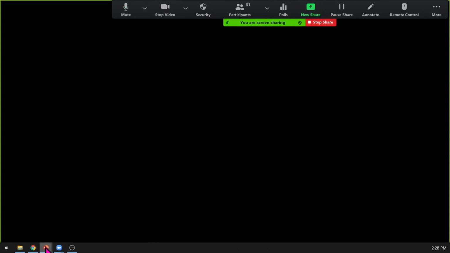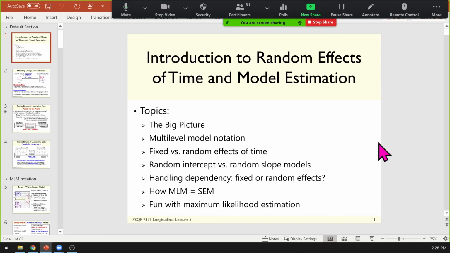Okay, let me switch over to this one. There we go. I am picking up with lecture 5 then, which is going to take us a while to get through, but that's okay. This is corresponding to chapter 5.